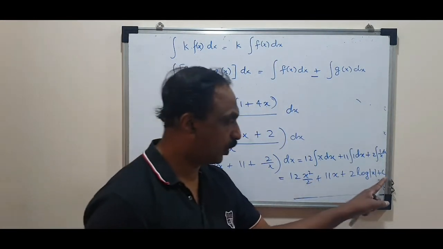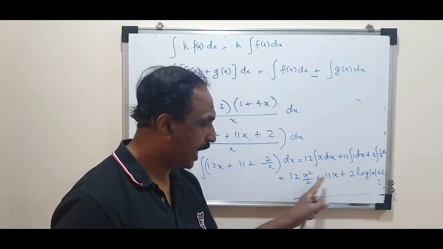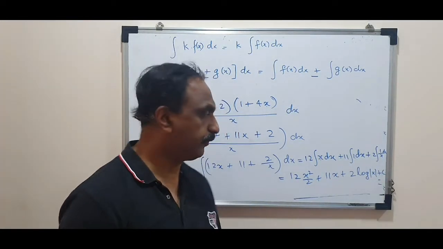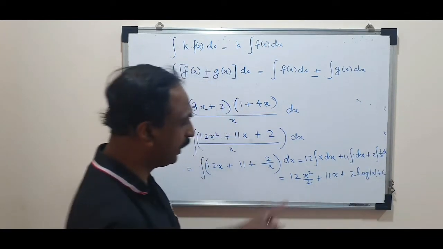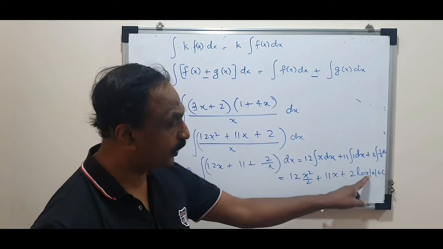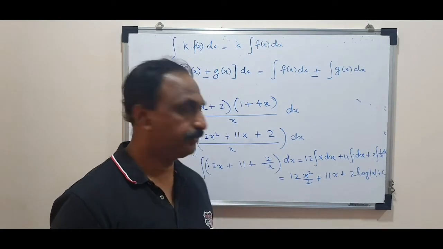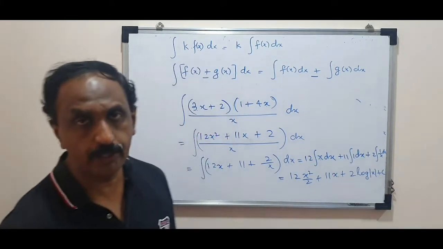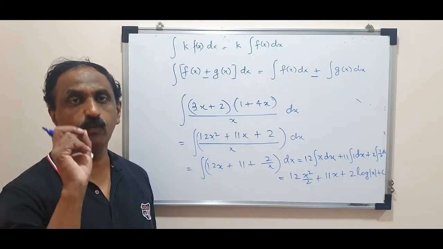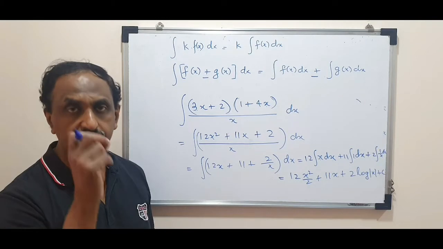Every integral sign has a constant. But if you add constants, you get a single constant. So we need to write the constant only once in the final answer. You don't have to write one constant independently for each term, because constants added give you another constant, and that is this constant c. So you need to write the integral constant only once in your answer. You don't have to write it for each and every term.